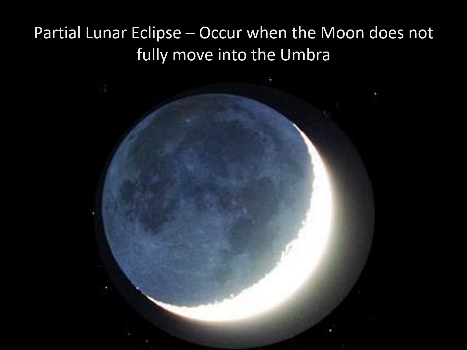On the other hand, a partial eclipse, you can see the left side has got a shadow cast on it while the right side is still very bright.